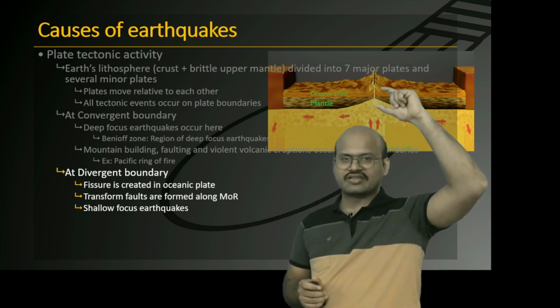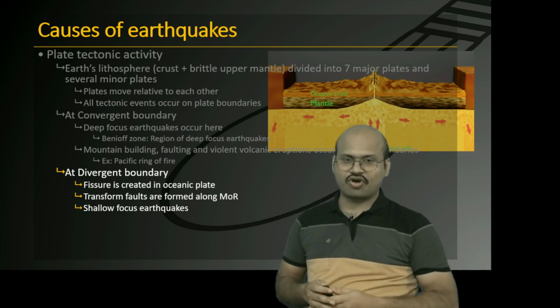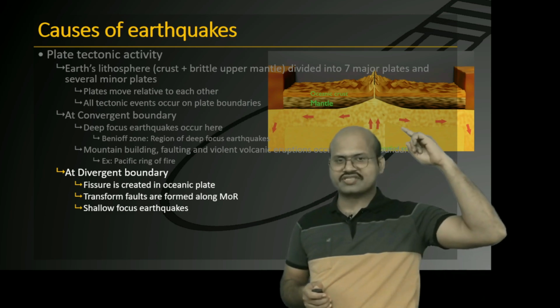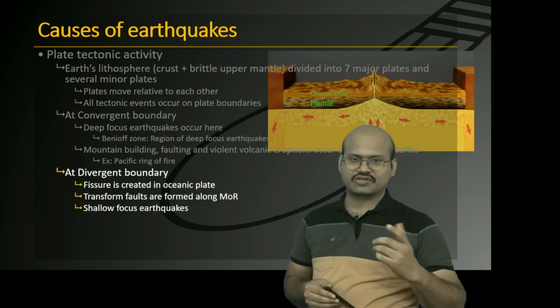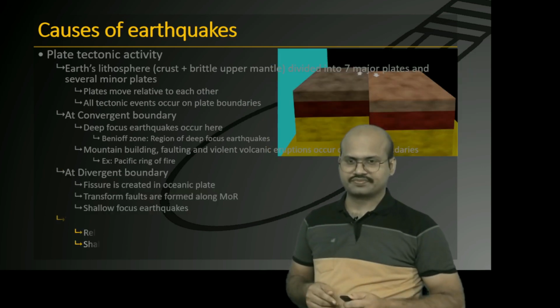And because the plate is thin, only shallow earthquakes occur here, because no earthquake occurs in the asthenosphere. Because the asthenosphere is ductile, it is in a semi-solid state. So no earthquake can occur in the asthenosphere.